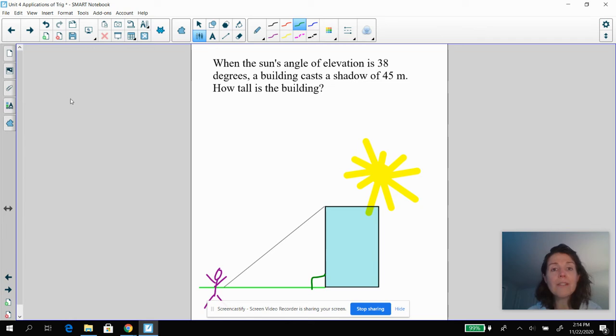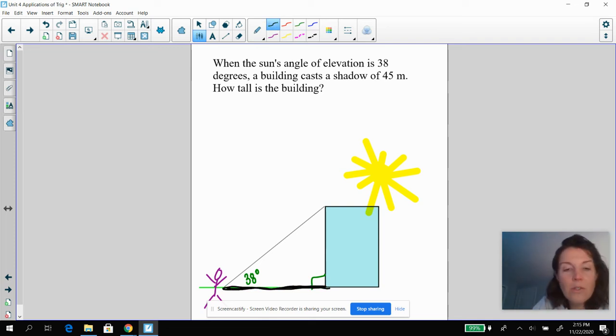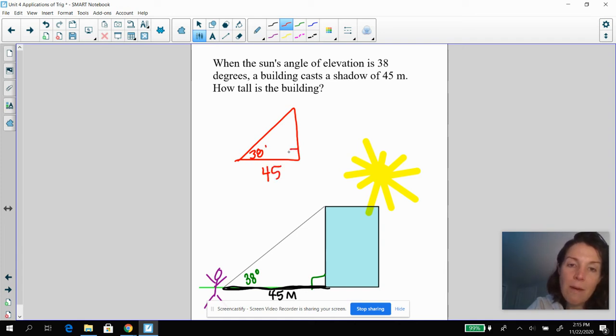So here we go. The sun's angle of elevation is 38 degrees. If I'm down here on the ground, look at my lovely stick figure, here's my horizon, looking straight forward, and my angle of elevation would be 38 degrees. The building casts a shadow of 45 meters. This shadow would be here, because we always see shadows on the ground. This would be our 45 meters. And look, we've got a nice little right triangle here. Here's my 38 degrees, here's my 45 meters, here's my right angle.